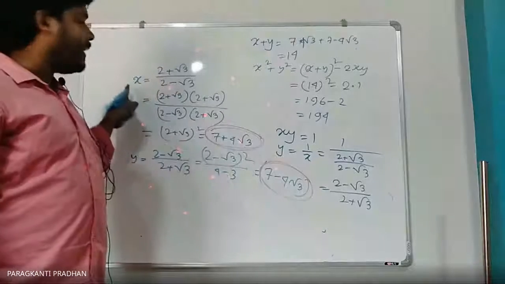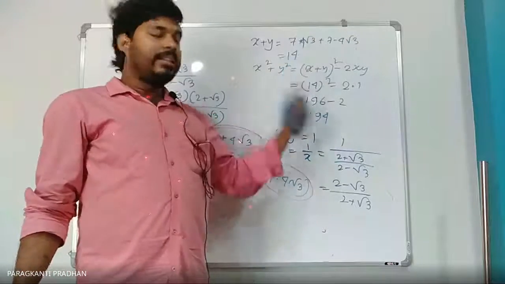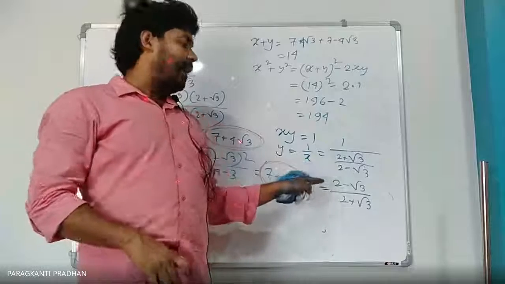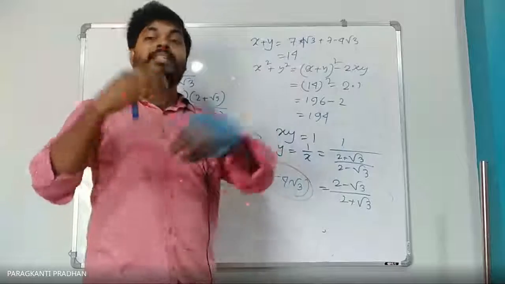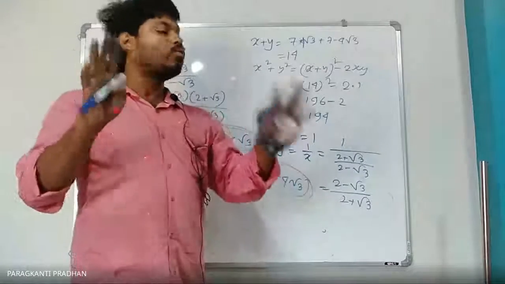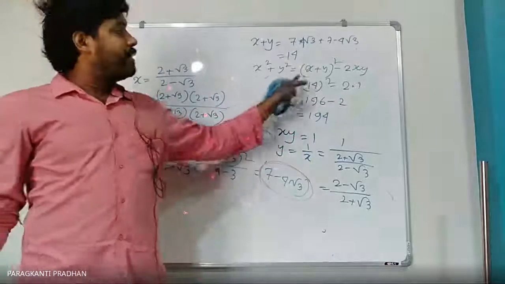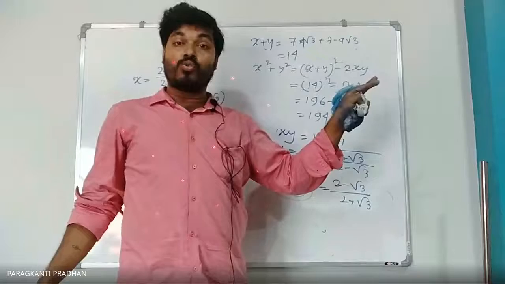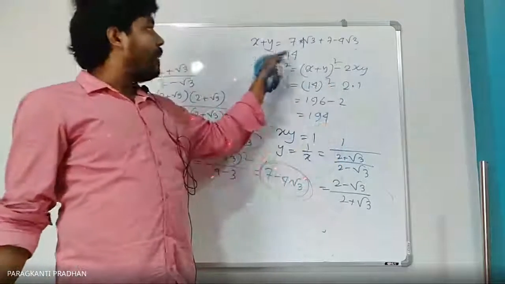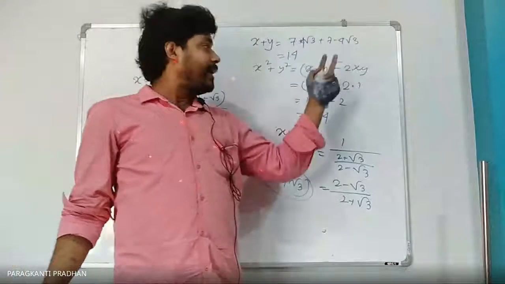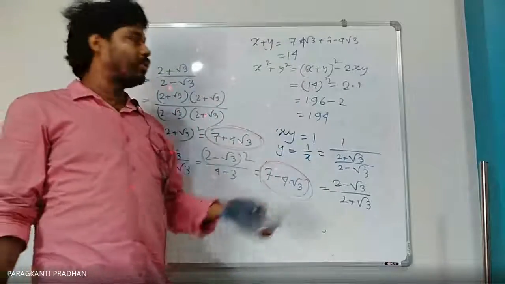Just after adding x and y, we get 14. X plus y is equal to 14. Then our target is to find the value of x square plus y square. So we represent x square plus y square in the form of x plus y: x plus y whole square minus 2xy. You can also represent this as x minus y whole square plus 2xy, but don't write x minus y because we know the value of x plus y. That's why we write this in the form of x plus y whole square minus 2xy.